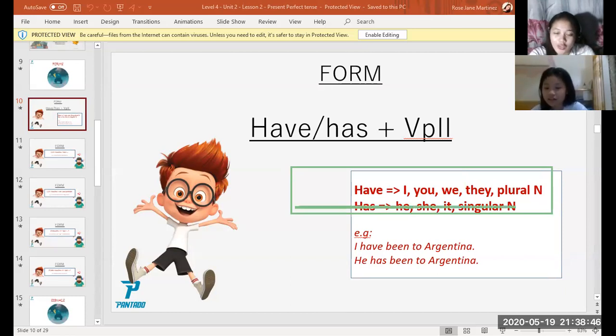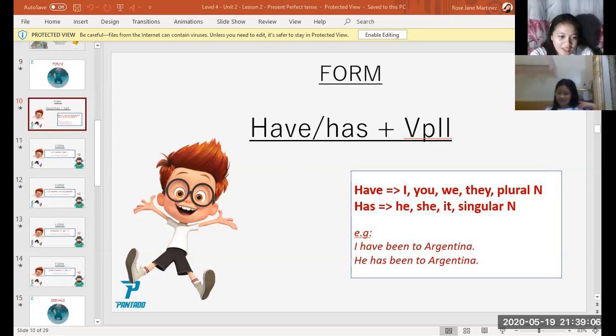Singular, and you are going to use have if you are talking about yourself, if you're talking about the first person, you, and the third person that includes you. Okay, and the plural noun. Okay, remember. Okay, let's go.